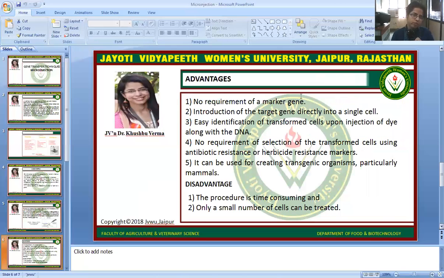What are the advantages of microinjection? There is no requirement of a marker gene, and a target gene is introduced directly into a single cell. Transformed cells are easily identified upon injection of dye along with the DNA, and there is no requirement of selecting transformed cells using antibiotic resistance or herbicide resistance markers. It can be used for creating transgenic organisms, particularly mammals. The disadvantage of microinjection is that the procedure is time consuming and only a small number of cells can be treated.